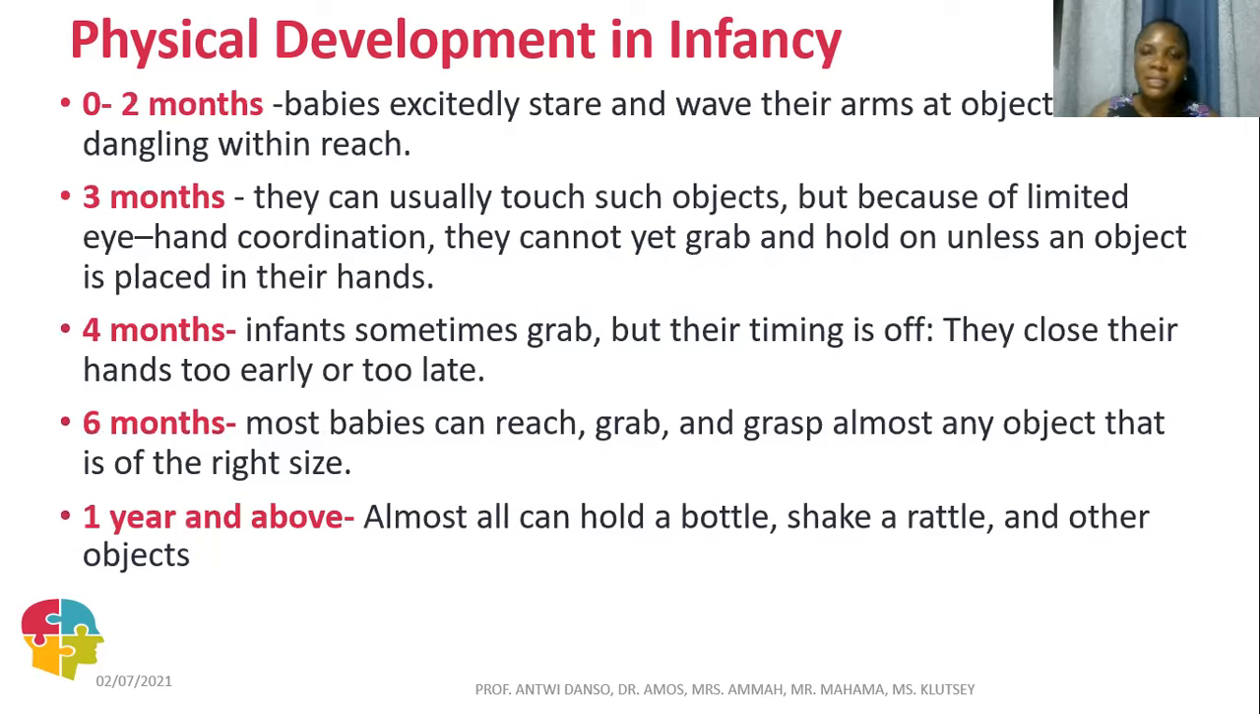So in the first 2 months, the babies will just sit and they will stare and wave their arms at any object that is within reach. By 3 months, they can touch objects, but because their coordination is not so strong, they cannot grab very firmly. But by the time they get to 4 months, most infants are able to grab, but usually the timing of the grabbing is off, okay? They are able to close their hands on objects. By 6 months, the grabbing becomes very firm. And so they can hold objects very firm in their hand and it will be difficult for you to take it from them. But because around that time, they have gained mastery on how to close their fists very tightly on objects. By age 1 and above, most children can hold and shake a toy, a rattle, a bottle, or any other objects that comes to the child.